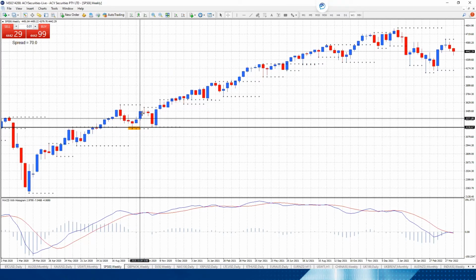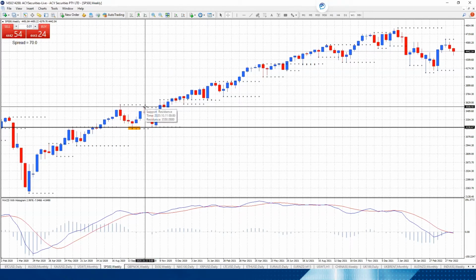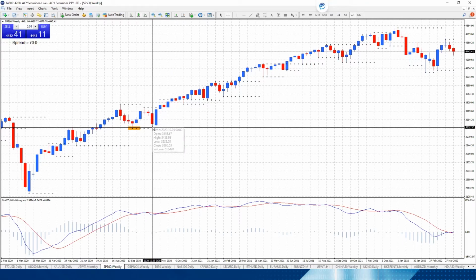That resistance is becoming support. It goes back up to almost previous resistance. It's quite amazing a few weeks later. And then we get this sell-off and it comes all the way back down and retests that major support level.